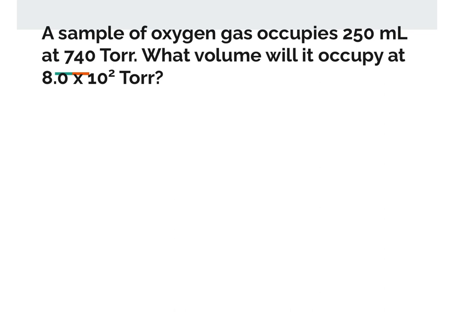So let's try some practice problems. Our equation for Boyle's law is P1V1 equals P2V2. If I read through this problem, I'm given a couple of different things to work with. One of the things I'm given is this sample of oxygen gas is occupying 250 milliliters at 740 torr. So if I want to go through and label this, the 250 mLs is my initial volume, and that 740 torr is my initial pressure.